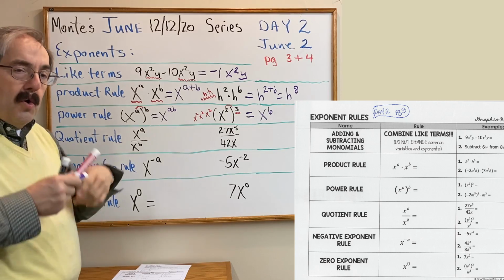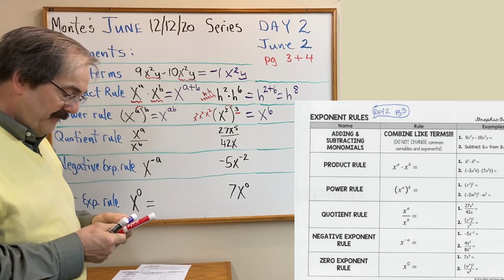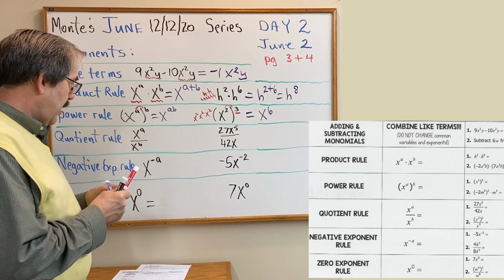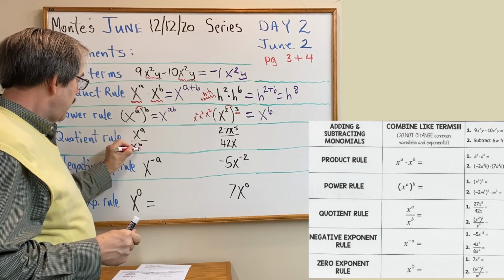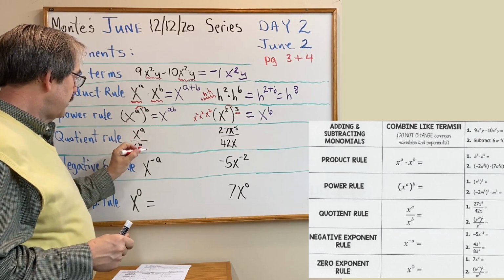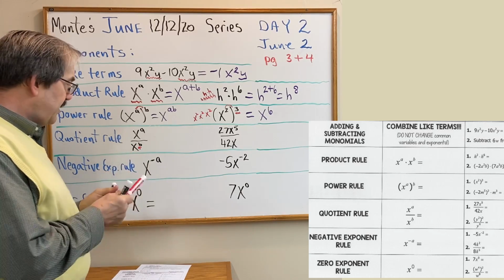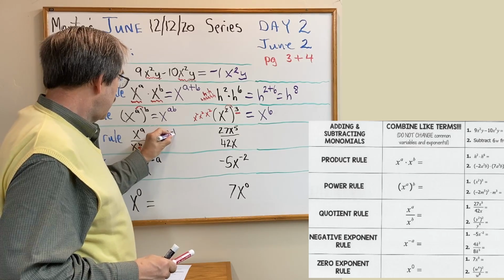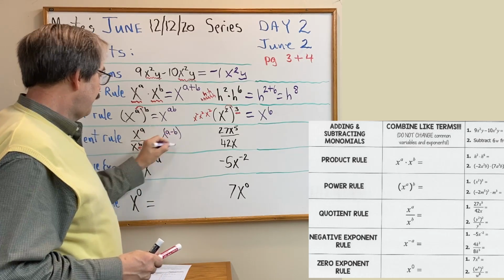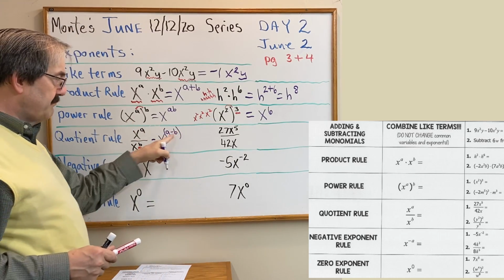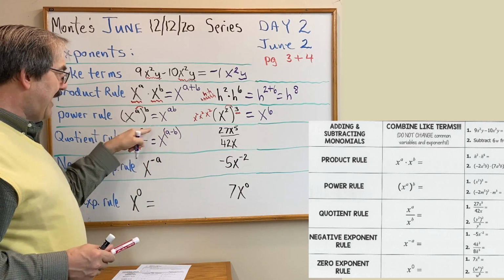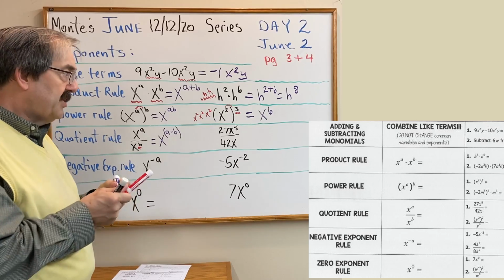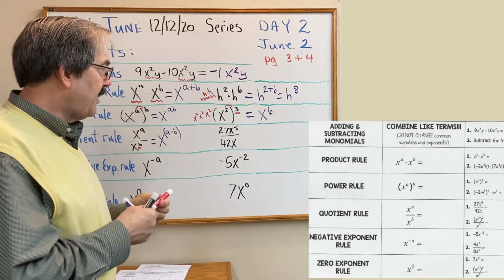The quotient rule. When we divide, okay? Now the formal rule states, I'm going to bring this upstairs, okay? Well, if I bring him upstairs, he becomes negative. When I bring it upstairs, it becomes negative. So it's x to the a minus whatever was on the bottom. Okay? Now I know that's hard. So think of it like this.